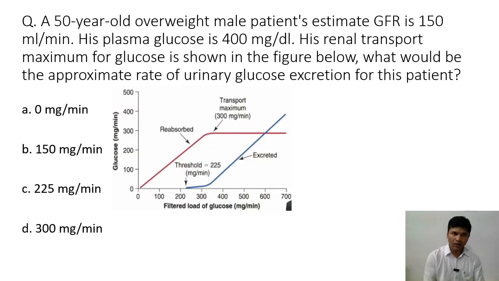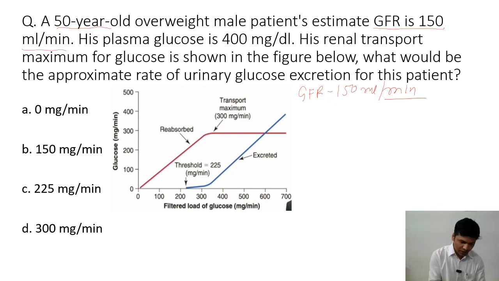So your question is, a 50-year-old overweight male patient, estimated GFR is 150 ml per minute. His plasma glucose level is 400 milligram per deciliter.